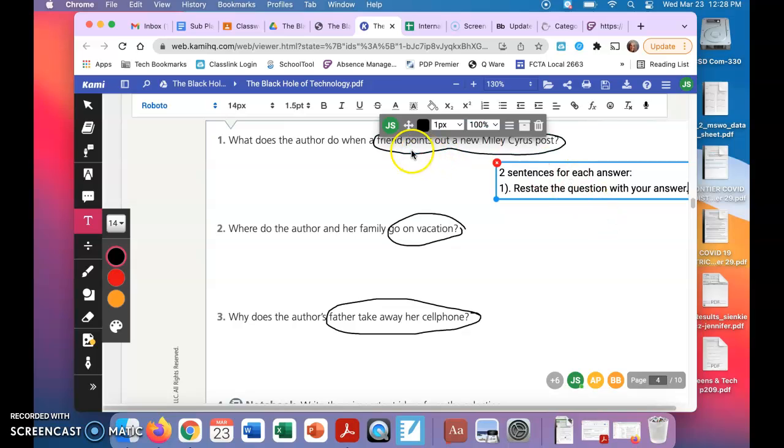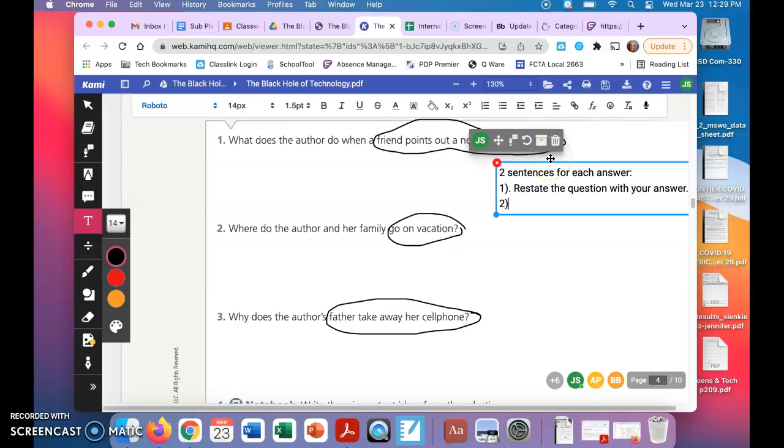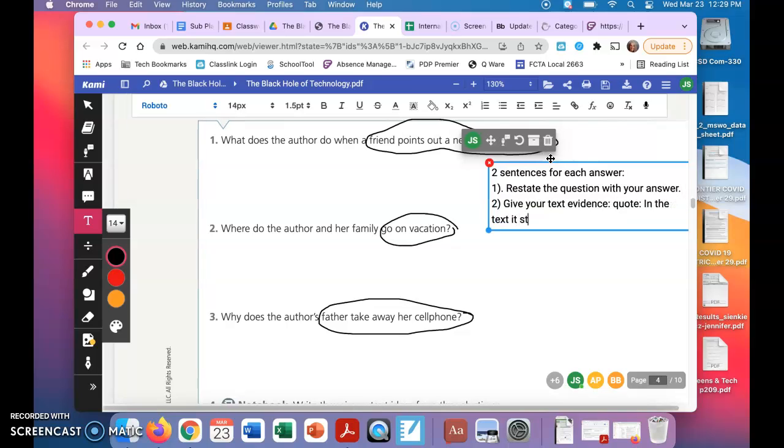So for number 1, you would start, when a friend posts about the new Miley Cyrus post, the author does, and then tell me what the author did. The second thing that you need to do is give your text evidence. That is your quote. Okay, that is where your second sentence says, in the text it states or says. You put a comma and then a quote, and you copy this sentence from the text to back up your answer.